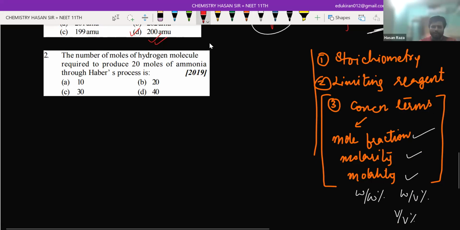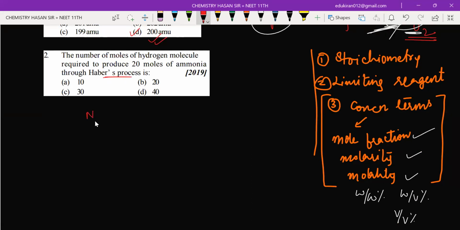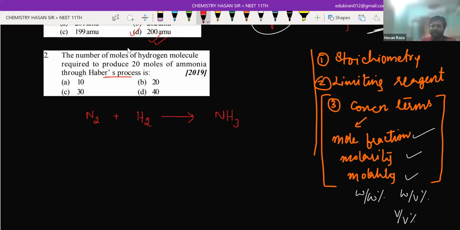Do you know how to prepare ammonia? Haber's process, what does it say? When nitrogen reacts with hydrogen in the presence of some catalyst, iron and all, that will give you ammonia, NH3. Is that clear? This is how we write the reaction of the formation of ammonia. Now you need to balance it.